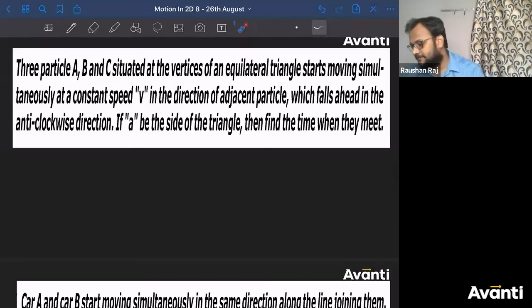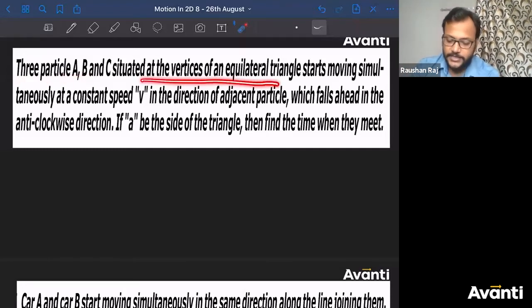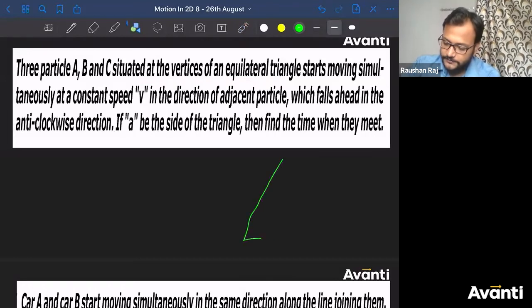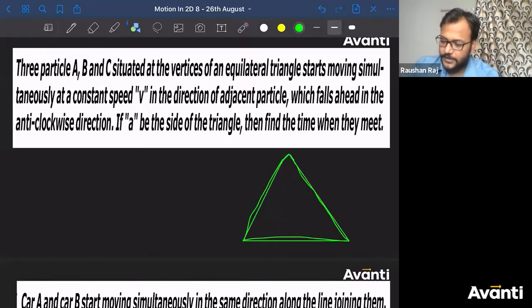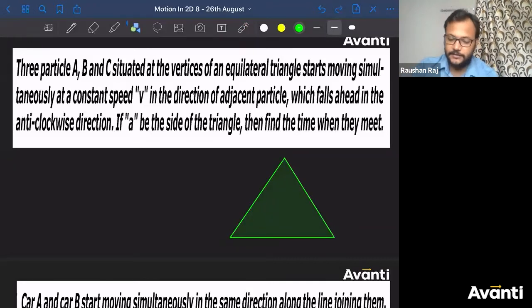Let us solve it, okay. So as you might have read the question already, three particles are there, A, B, C. They are located at the vertices of an equilateral triangle. So draw an equilateral triangle. Yeah, it doesn't look like a triangle. Okay, so this is the triangle I'm talking about.